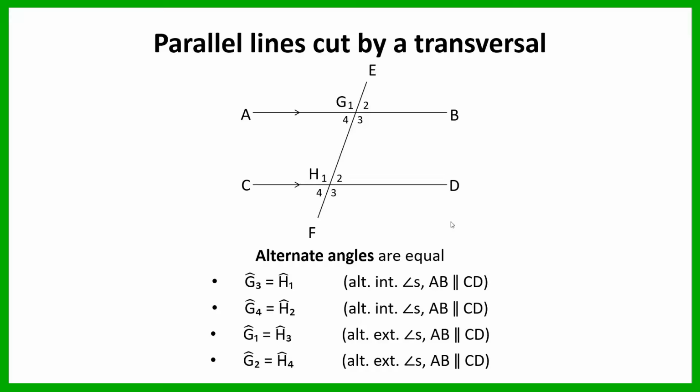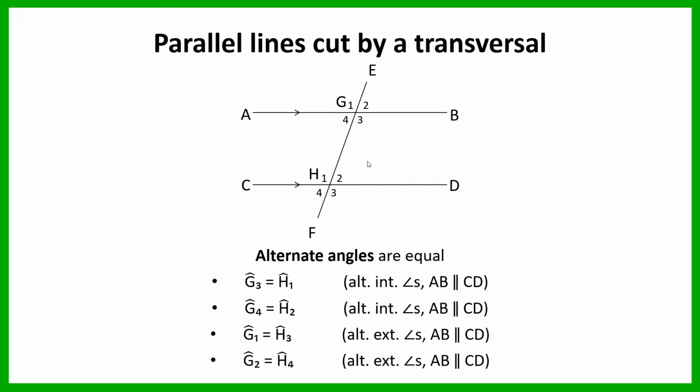Then we've got alternate angles. Alternate angles are angles that are going to be on different sides of the transversal. So G3 and H1, you'll see over here, they are on opposite sides of the transversal and they are both between the parallel lines. Then over here I've got G4 and H2, also on opposite sides of the transversal and they're both between the parallel lines. These are what we call alternate angles, and alternate angles will be equal to each other.